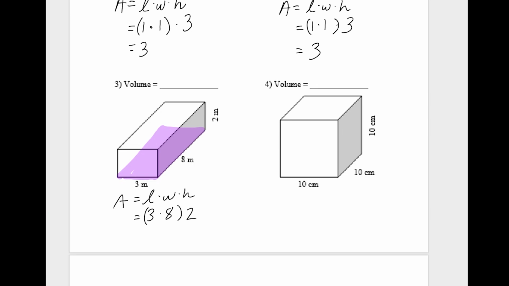Now, if the numbers start getting a little big, you might be able to still do this without a calculator, but once they start getting a little bigger, don't be afraid to use the calculator here. 3 times 8 is 24, times 2 is 48. So the volume is 48 cubic meters.